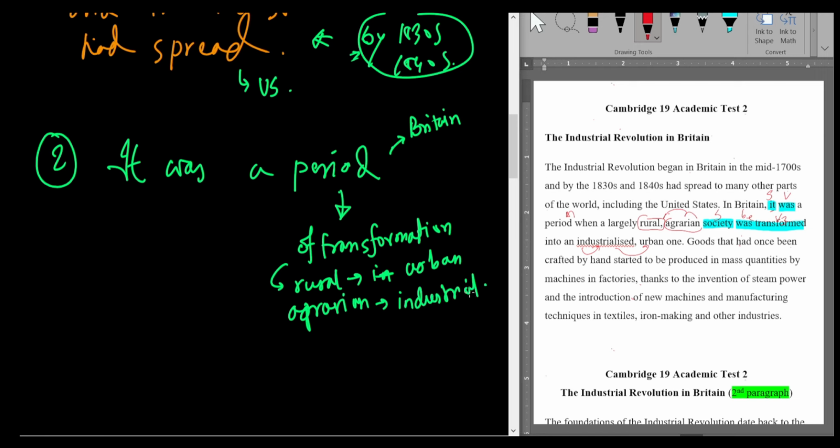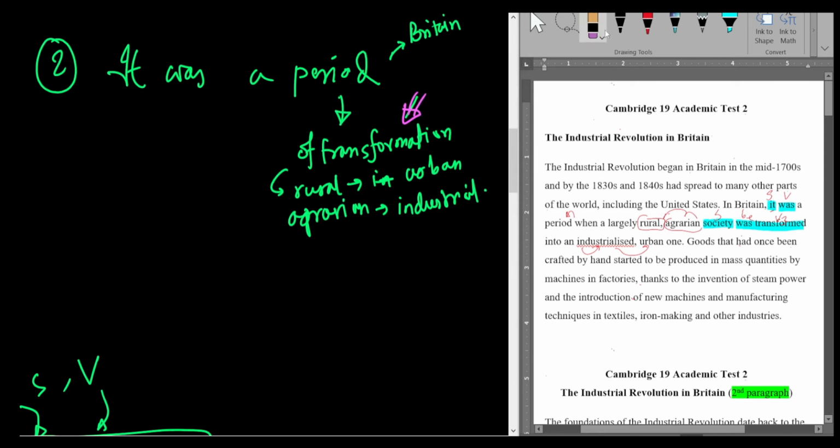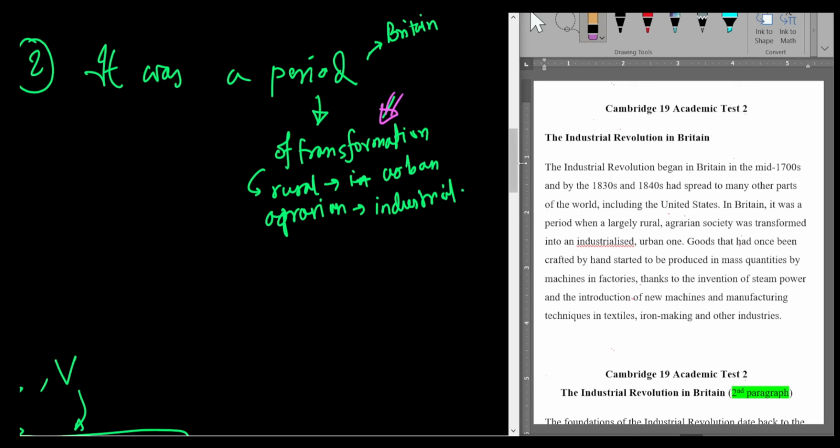So this is mainly a sentence where the second sentence is actually telling us about this period when a transformation occurred. Okay, when a transformation occurred. The transformation was detailed in this relative clause. The transformation was from rural to urban or agrarian to industrial. Next, we are moving to the third sentence.